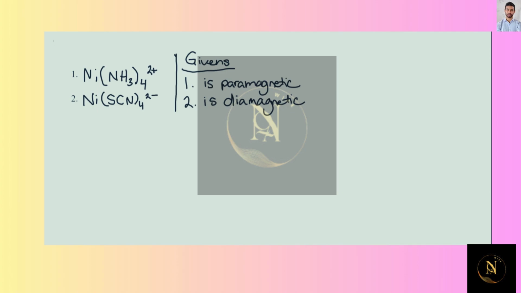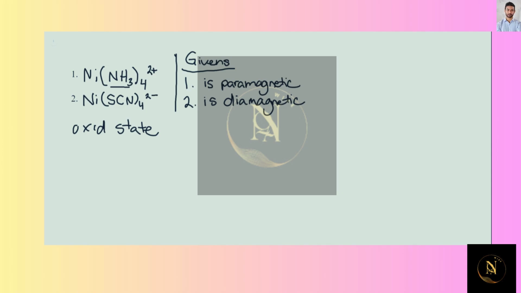So the first thing that we need to determine in this question is how many electrons the nickel atoms have. In order to determine this, we need to determine their oxidation state. And in order to determine the oxidation state, we need to first look at the ligands.